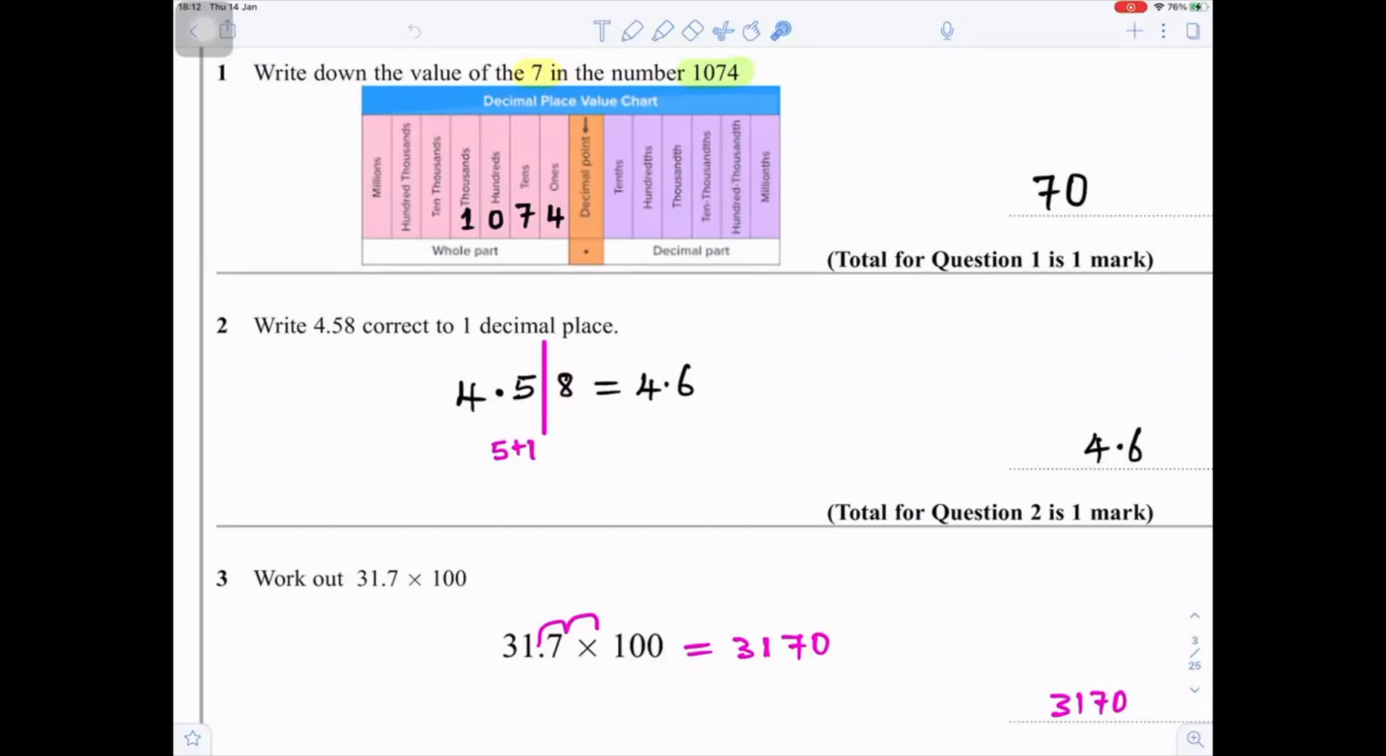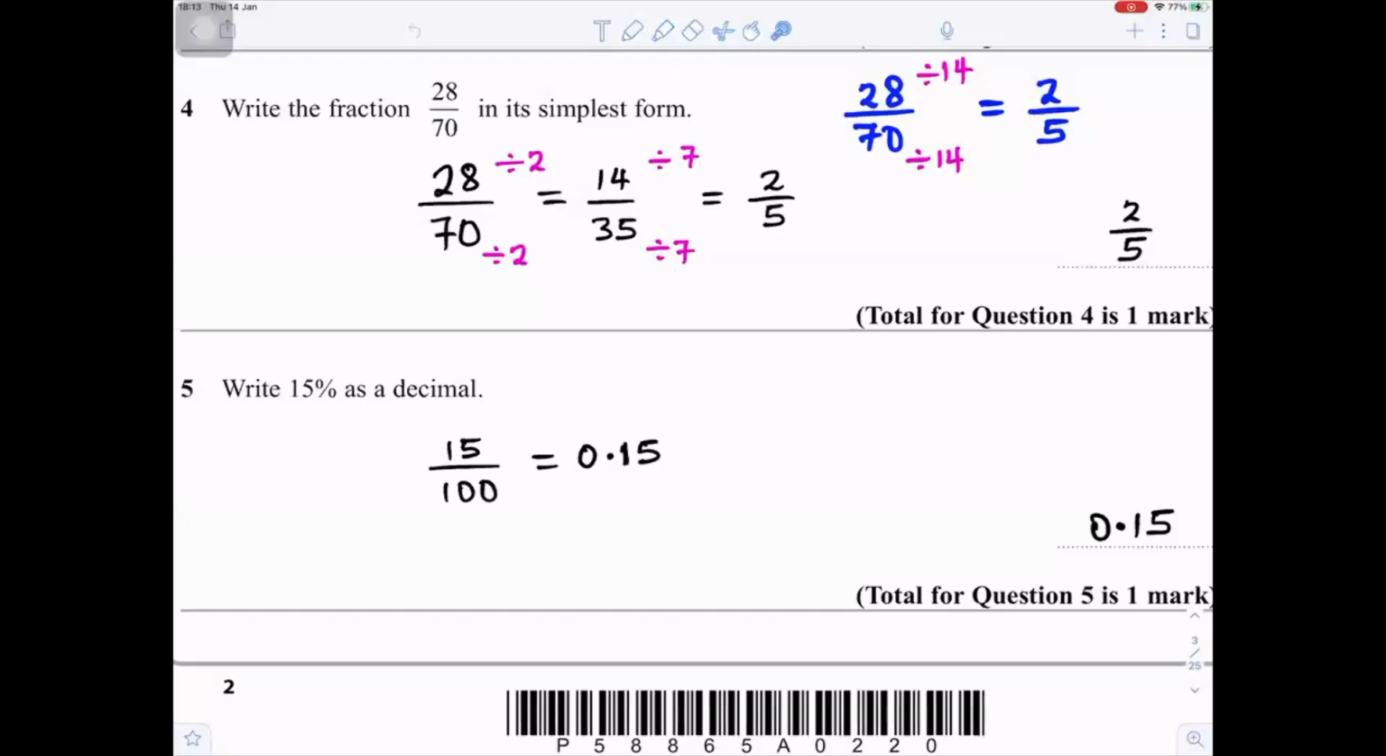Work out 31.7 times 100. When you multiply by 100, you move the decimal point 2 places to the right. So you go 1, 2, and you put a 0 under the arch. So it becomes 3,170.